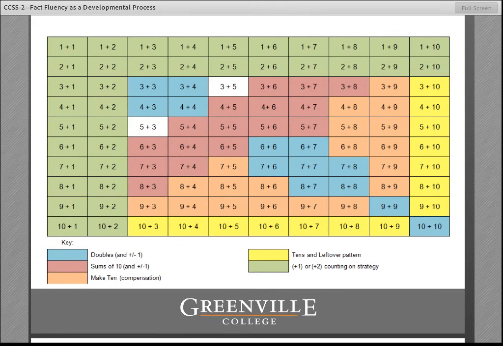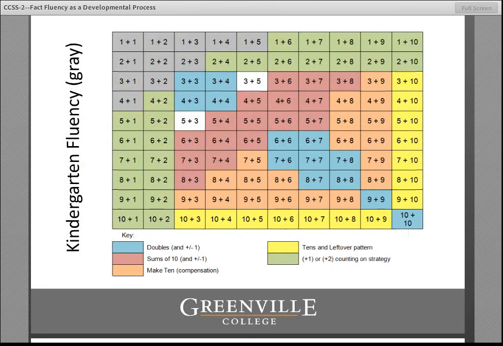The red facts are sums of 10 and near sums of 10 where you can just use the +1 or -1 strategy. The orange facts require a little decomposing in order to make your 10. We're going to be looking at that make 10 strategy in just a moment. And then finally in yellow, you see a tens and leftovers pattern, and that pattern was first explored in the kindergarten Common Core, so it should be very familiar to your second graders.